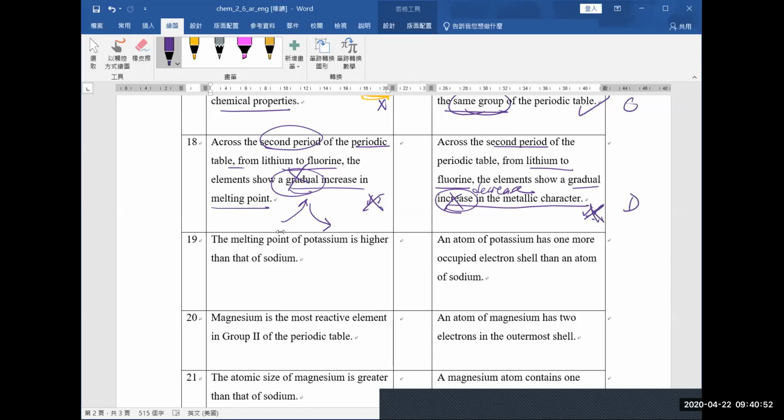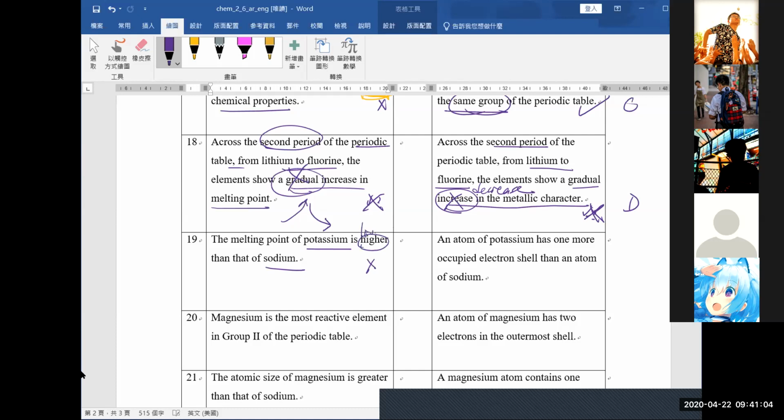19. Who just answered 19? 19C. Take a look. The melting point of potassium is higher than that of sodium. It's not correct. It's lower, is it? The atom of potassium has one more occupied electron shell than that of sodium, which is correct. It's C. But if you write down it's lower, can you give me the reason? If you make that statement correct, it is the melting point of potassium is lower than that of sodium. So what is the explanation?